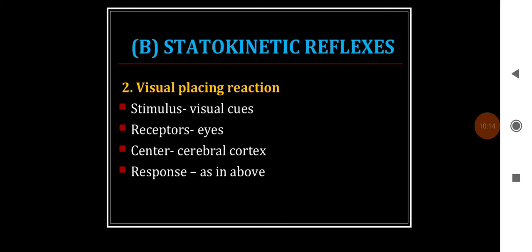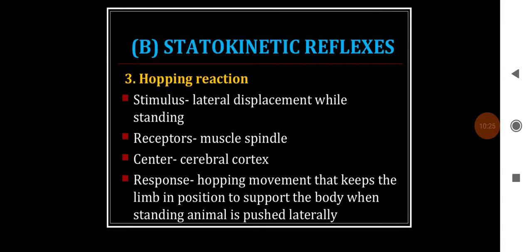Visual placing reaction. Stimulus here is visual cues. Receptors are eyes. Center is cerebral cortex. Response as you see in the above reflex. Hopping reaction. Here the stimulus is lateral displacement while standing. Receptors here are the muscle spindle, center is cerebral cortex, and response is hopping movement that keeps the limb in position to support the body when the standing animal is pushed laterally.